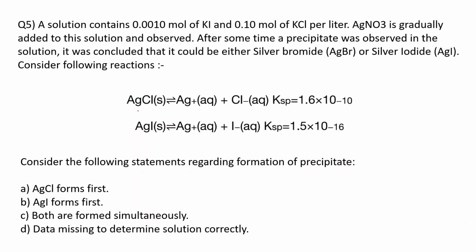Question number 5 is: a solution contains 0.001 molar KI, potassium iodide, and 0.1 moles of KCl, potassium chloride, per liter. AgNO3 is gradually added to this solution and observed. After some time, a precipitate was observed in the solution. It was concluded that it could be either silver chloride or silver iodide. We have to consider the following reactions having different KSP values.